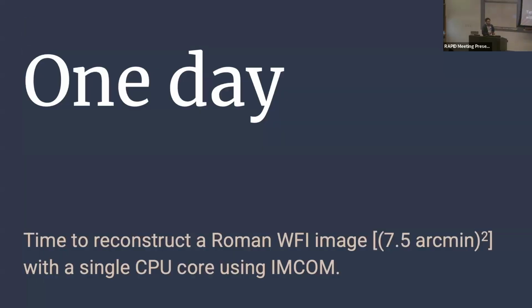So why hasn't the community been using this software for image processing? The problem is about efficiency. Two years ago, right after my talk, Dr. Christine McQueen asked me how fast is IMCOM, and my answer was disappointing. It's still like 3 or 4 orders of magnitude slower than Drizzle. Although we have been working very hard to make it faster, it is still like 2 or 3 orders of magnitude slower. If you have a single CPU core and you want to process one single Roman Wide Field Instrument image, which is 4,000 by 4,000 pixels, or 7.5 arc minutes by 7.5 arc minutes, it will take about an entire day to do that.